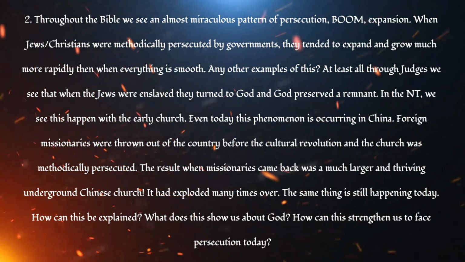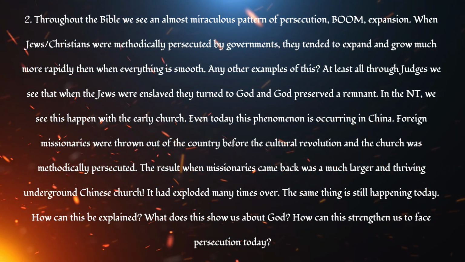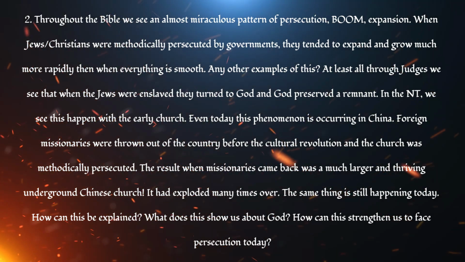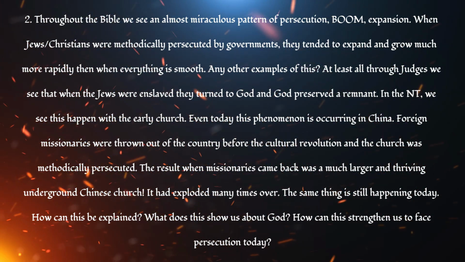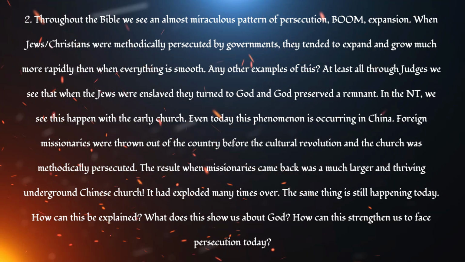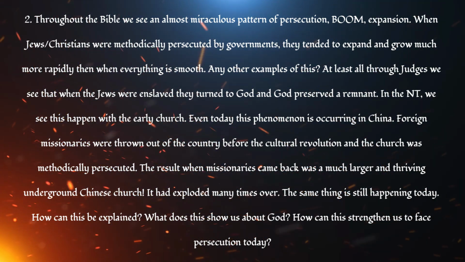At least all through Judges, we see that when the Jews were enslaved, they turned to God and God preserved a remnant. In the NT, we see this happen with the early church. Even today, this phenomenon is occurring in China.